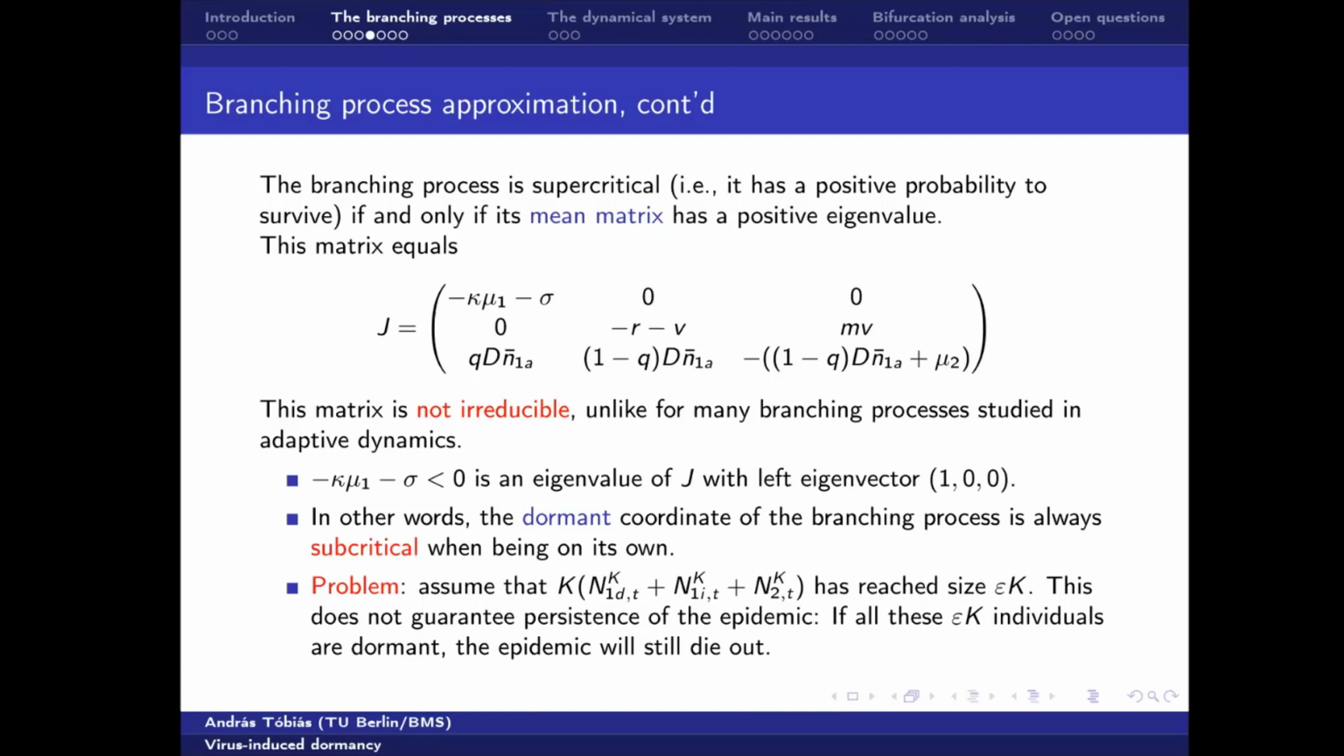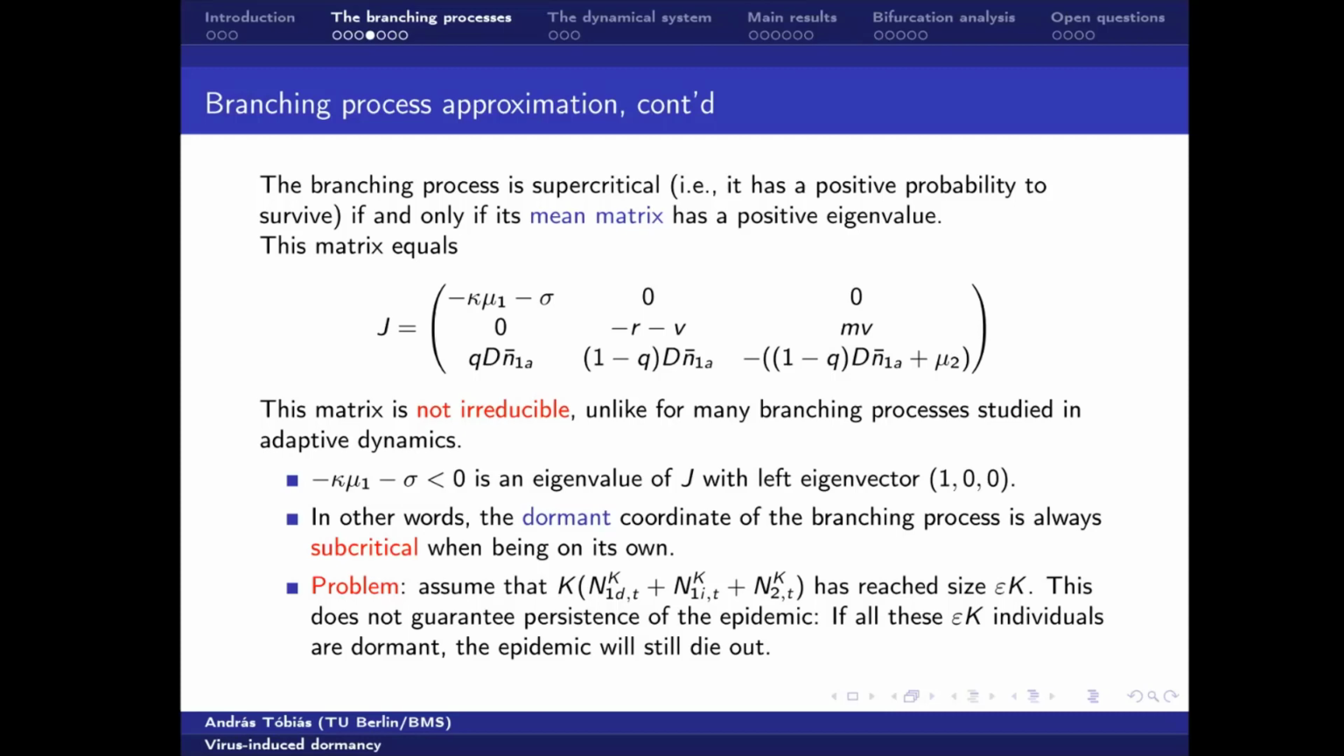And actually, we can explain this from the model. So what happens here? If you only start with dormant individuals, no infected individuals, and no viruses, then this means that they will all die. Right? So you cannot produce from dormant individuals directly any infected individuals and any viruses just via producing active individuals, but you can't produce active individuals because we are in the branching process where the active population is assumed constant. So the dormant coordinate will always die out when being on its own. And the dormant coordinate is always subcritical.